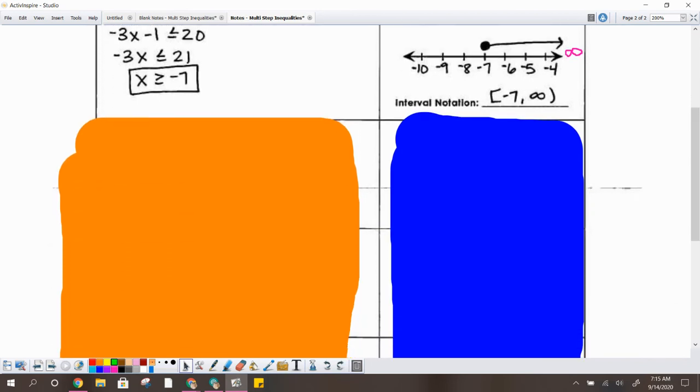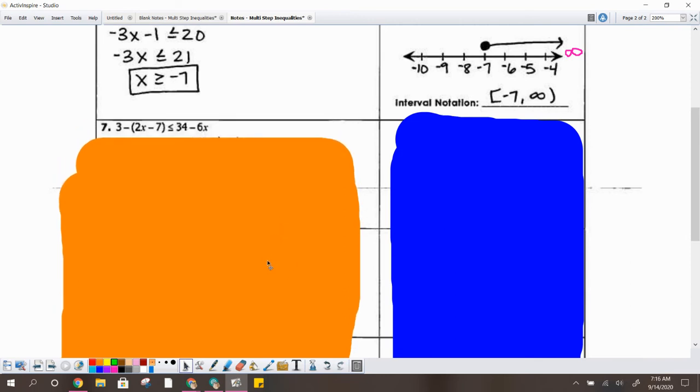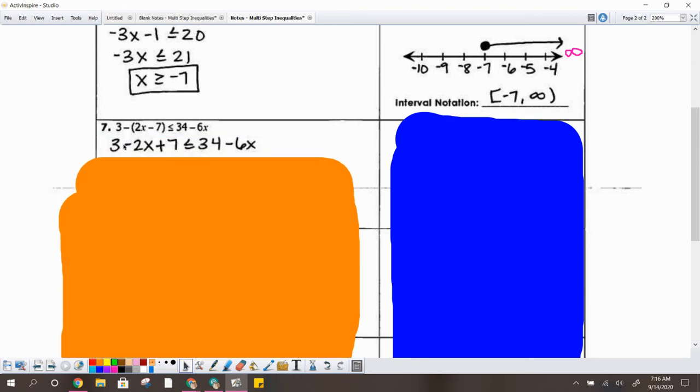All right, let's try another one. Number 7. Pause it, try it on your own, press play when you're ready. All right, so when you are working on this one, remember this minus here is like distributing a -1 to both parts on the inside here. So you have 3 minus 2x plus 7, because the negative gets passed out to both parts, is less than or equal to 34 minus 6x.